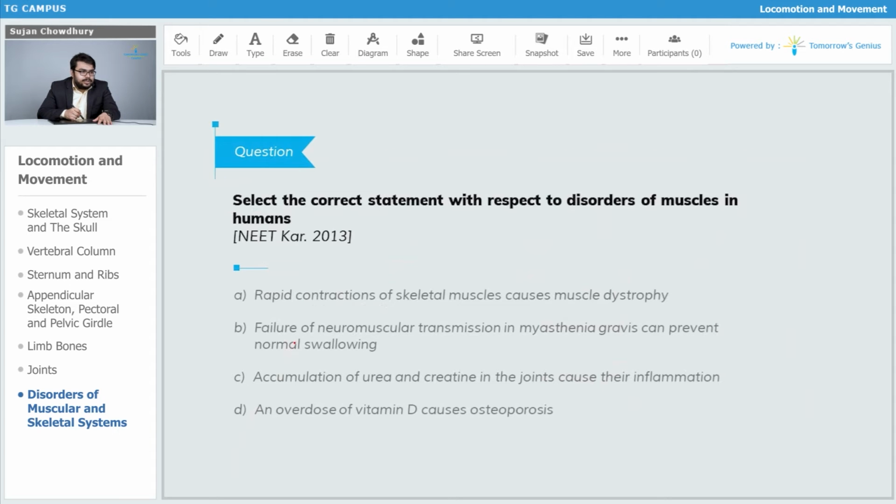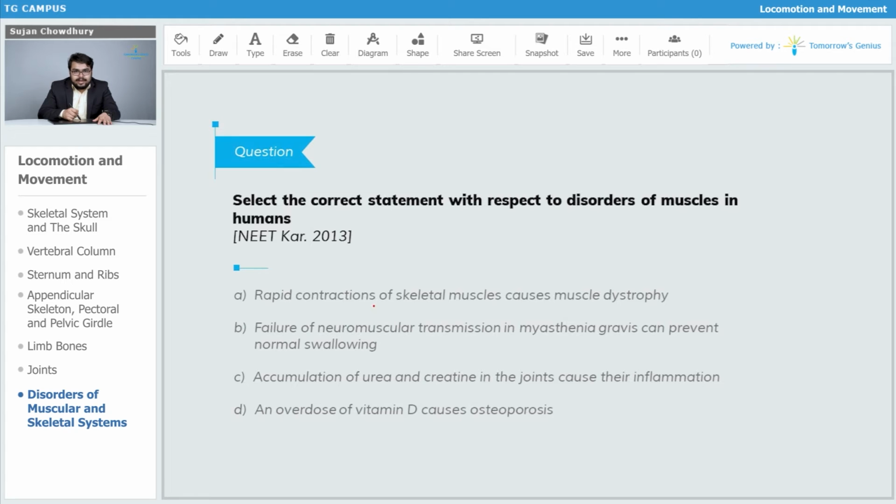Now here is the question where we have to select the correct statement with respect to disorders of muscle in humans. Let us have a look at the options. The rapid contraction of skeletal muscle causes muscle dystrophy. The failure of neuromuscular transmission in Myasthenia gravis can prevent normal swallowing. The accumulation of urea and creatine in the joints causes their inflammation, and overdose of vitamin D causes osteoporosis.